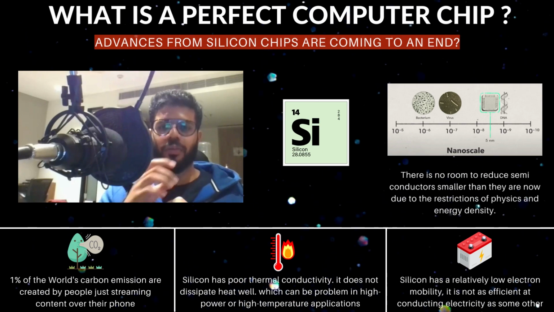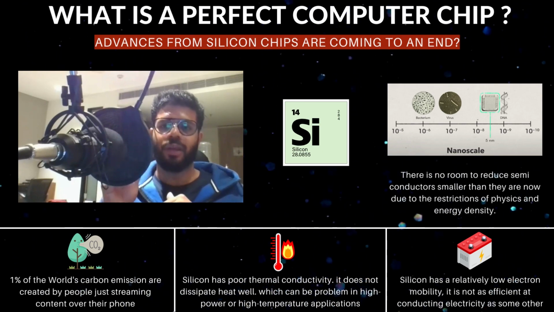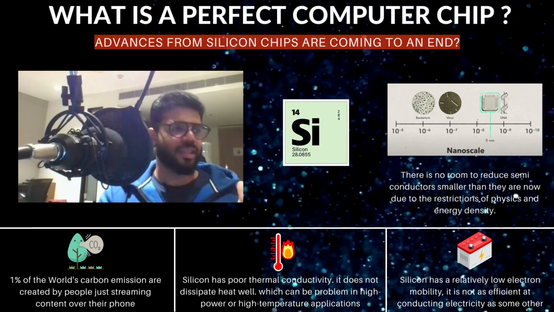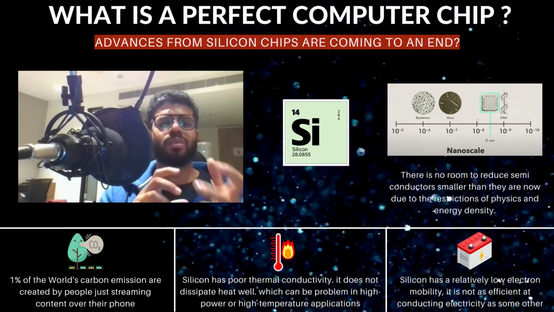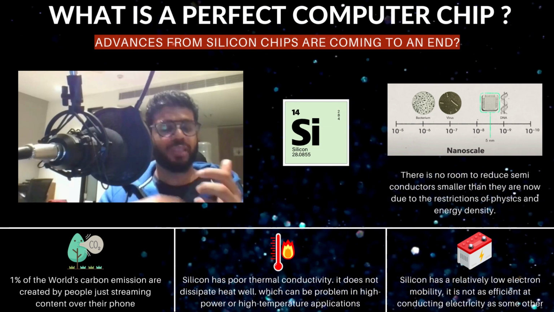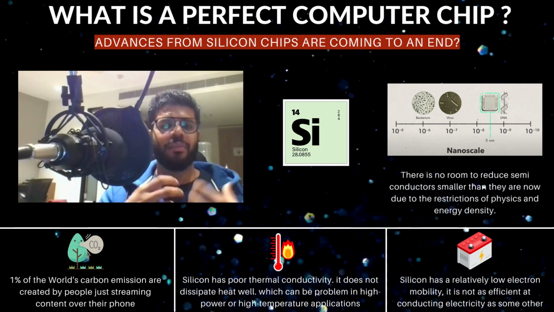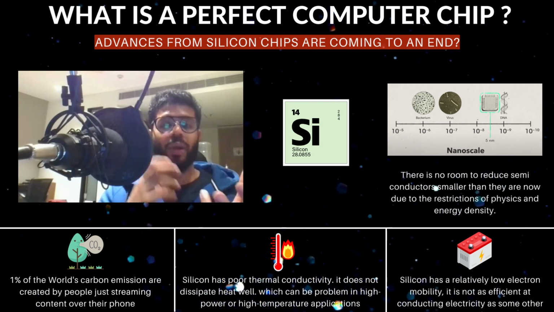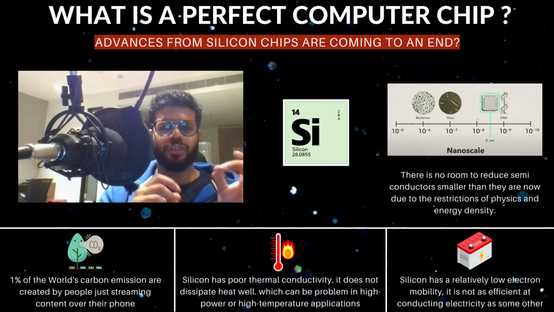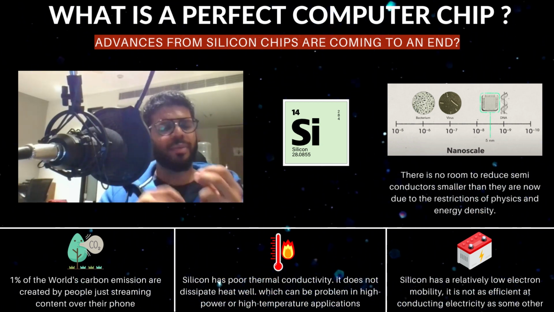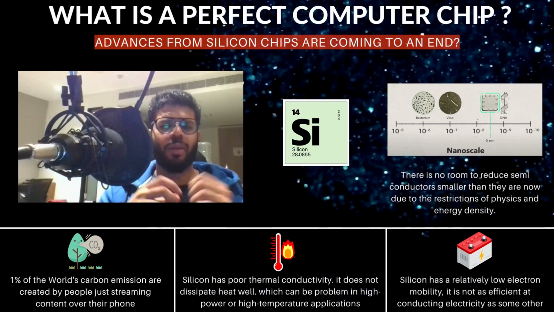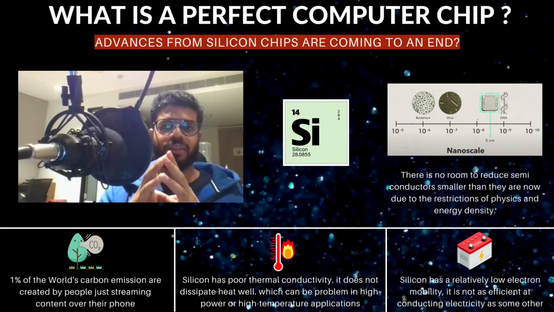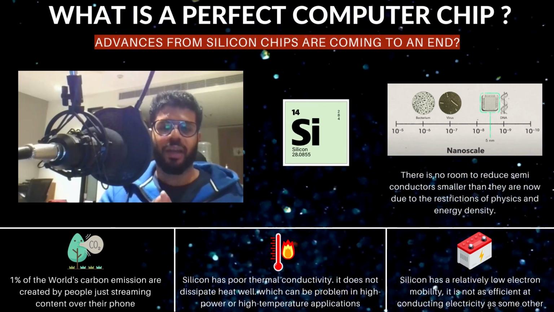Also, because of limited electron mobility, it is not as efficient at conducting electricity as some other materials. It has a poor thermal conductivity, which means it doesn't dissipate heat well. This can be a problem in high power or high temperature applications where overheating can be an issue. Silicon is also relatively brittle and can be easily damaged, which can be a problem in some applications. And the environmental impact of creating a silicon based semiconductor is quite high.